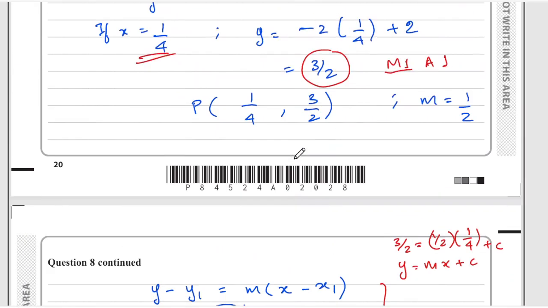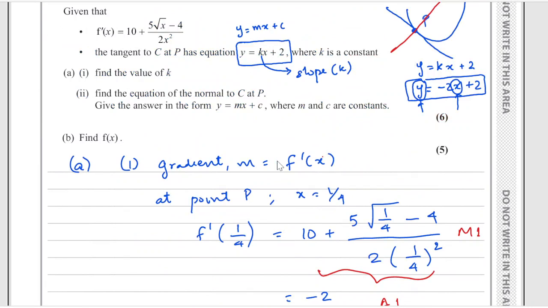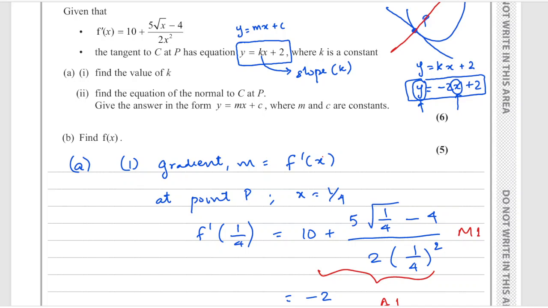Okay, in part B, they're asking you to find out f of x. So we are given the derivative function. Now we need to find the original function f of x. So we need to integrate it. So first we can represent the function in a simplified form first.